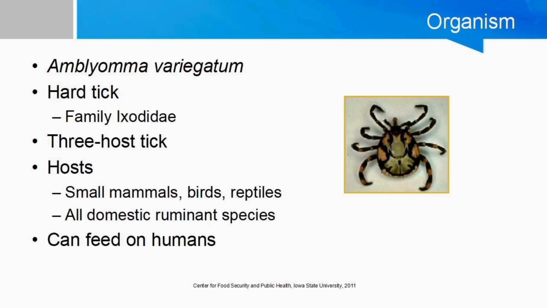Amblyomma hebraeum is a hard tick in the family Ixodidae. It is a three-host tick. Immature ticks feed on small mammals, ground-feeding birds, reptiles, and all the domestic ruminant species. Adult ticks can be found on livestock and wildlife, including antelope, and are usually located on the relatively hairless parts of the body. Amblyomma hebraeum can feed on humans as well.